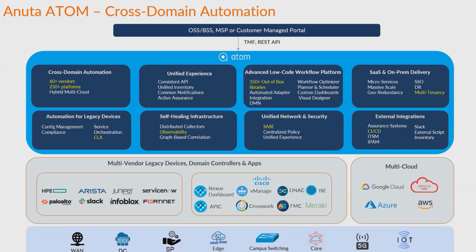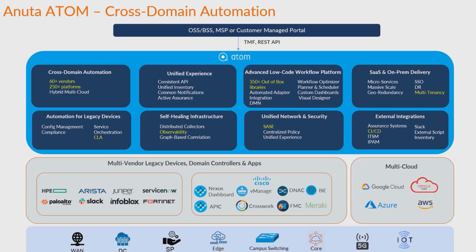Anuta delivers cross-domain automation for multi-vendor, multi-domain networks. It integrates with OSS BSS via TMF and REST API and delivers a unified experience, consistent policy, and security. Atom has an advanced low-code workflow platform with hundreds of out-of-box workflows and integrations.